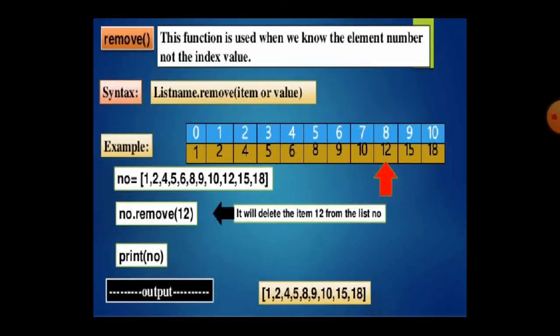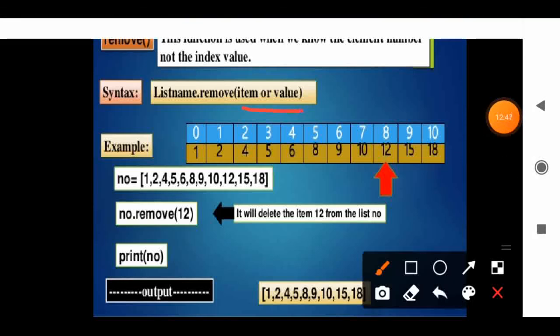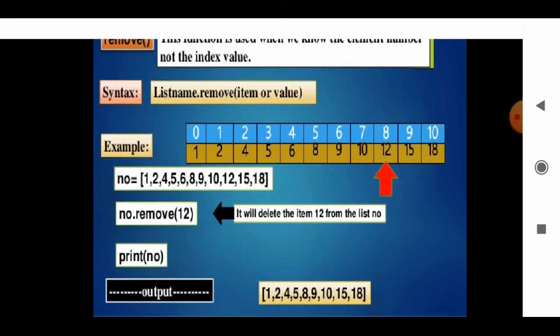Remove method. This function is used when we know the element, not the index value. What is the syntax for writing this? list name.remove(value). You have to pass the argument as a value. The list of values we have created in the variable no. no.remove(12). So the value 12 will be removed from the list and it will display the result.